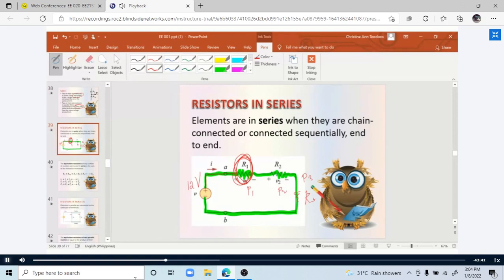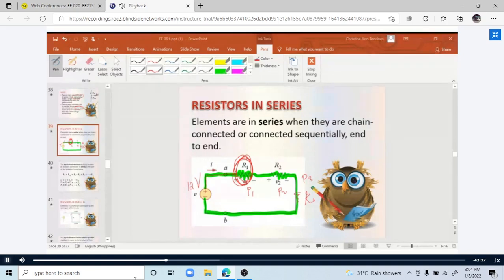What is again the formula for power? What is the formula for power? Anyone? Power is equal to what?